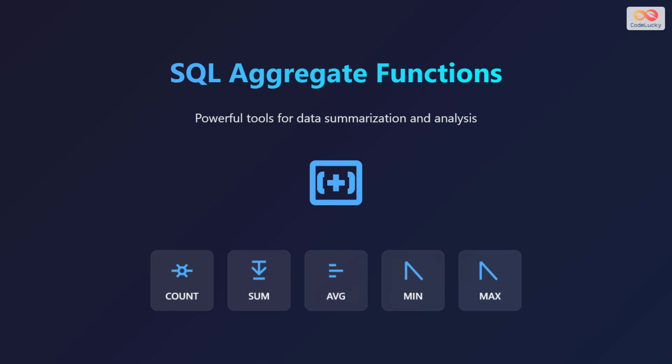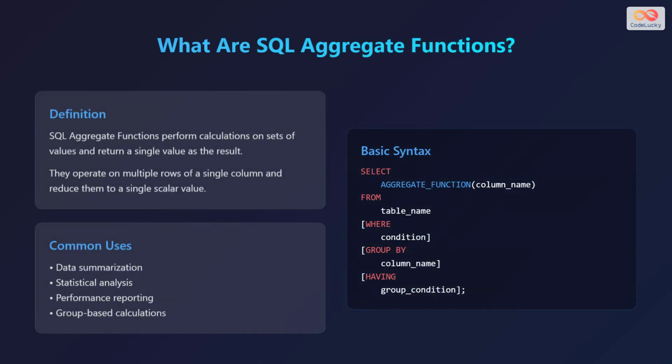In this video, we are going to explore SQL Aggregate Functions. These functions are powerful tools for data summarization and analysis. The common aggregate functions in SQL are count, sum, average, also known as AVG, min, and max. SQL aggregate functions perform calculations on sets of values and return a single value as the result.